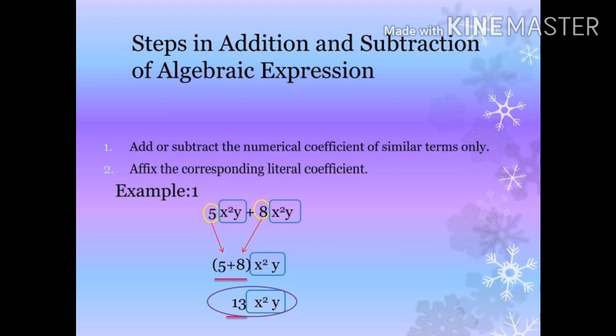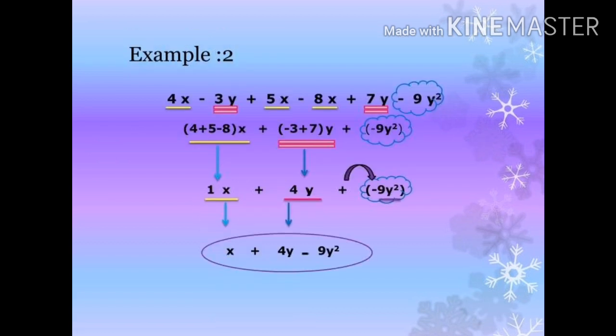For example, 5x square y plus 8x square y. Here you can see the literal coefficient is common in both the terms. So we are going to add only the constants 5 and 8 in one bracket and take the literal coefficient as common. 5 and 8 makes 13 and the answer will be 13x square y.